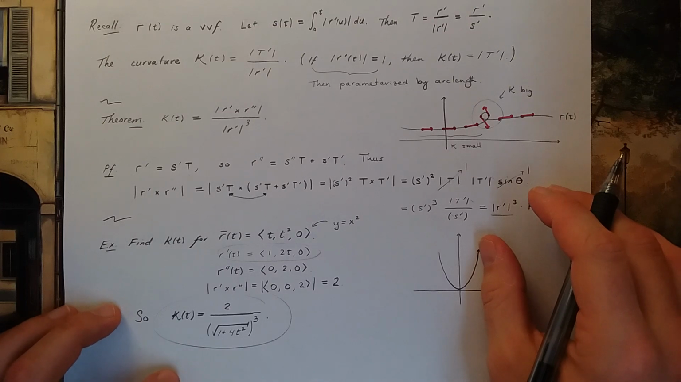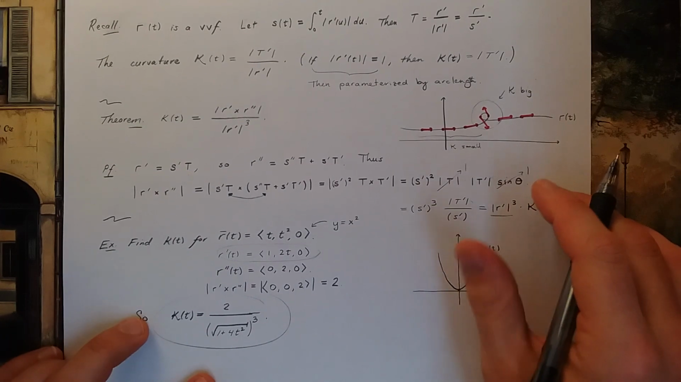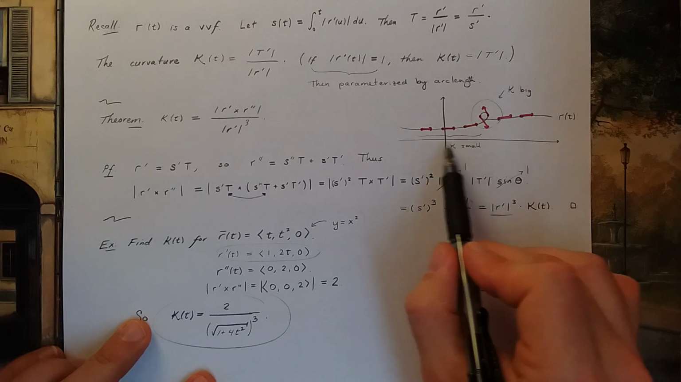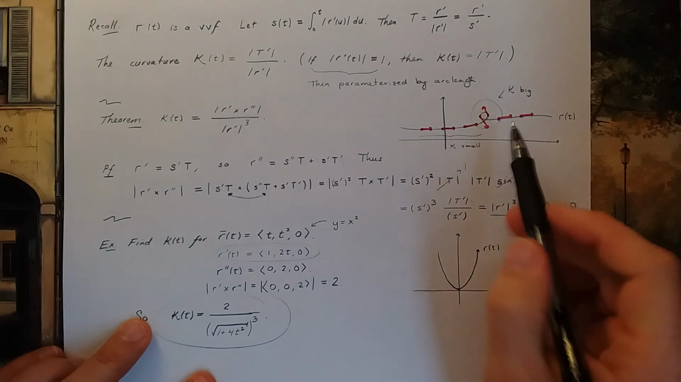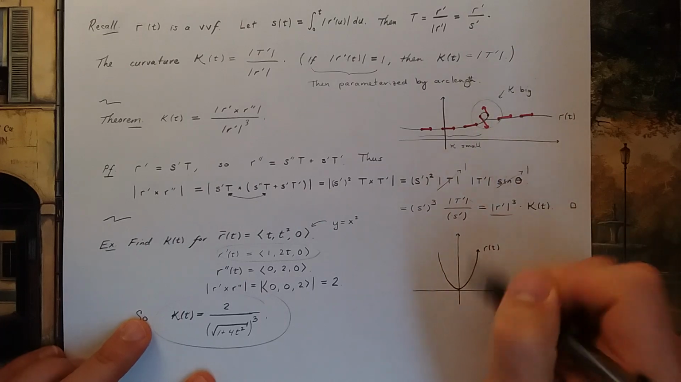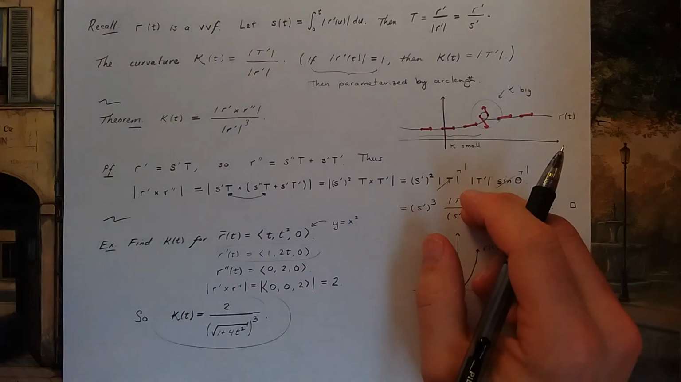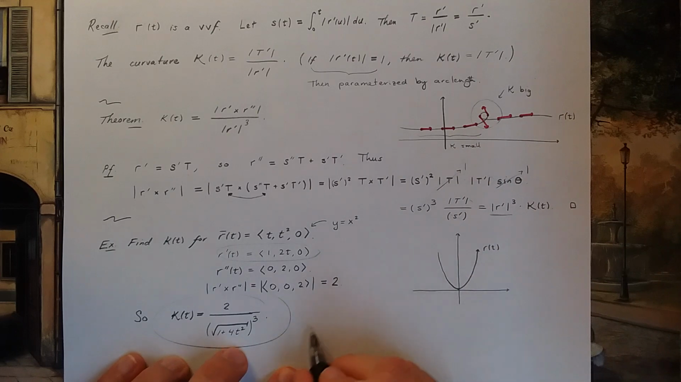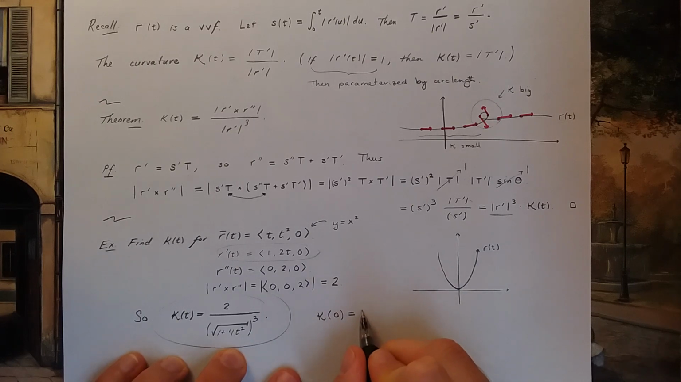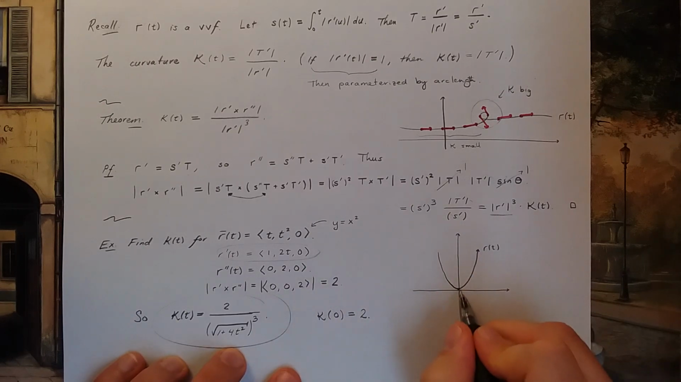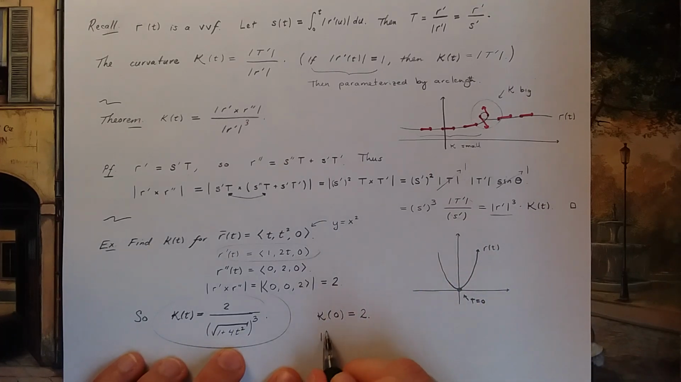So let's see if this makes any sense with our intuition that the curvature should be a small number when the curve is flat and a big number when it's more curvy. So if I plug in 0 for t here, then I get 2. So here at the value t equals 0, the curvature is 2.